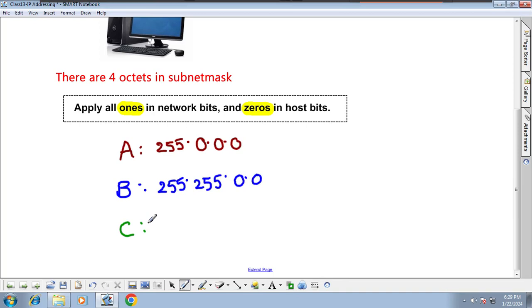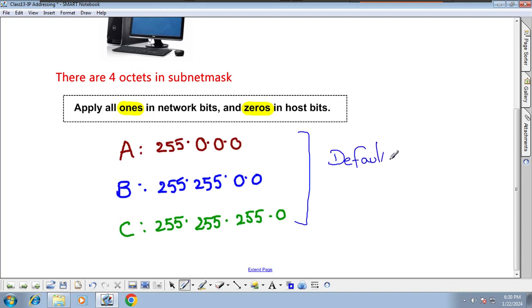Would you like to tell the class C subnet mask? You know. What is the class C subnet mask? 255.255.255.0. This is the subnet mask. Whatever I speak, leave it; whatever you understood. Class C subnet mask is 255.255.255.0. Okay, these are the default subnet masks.